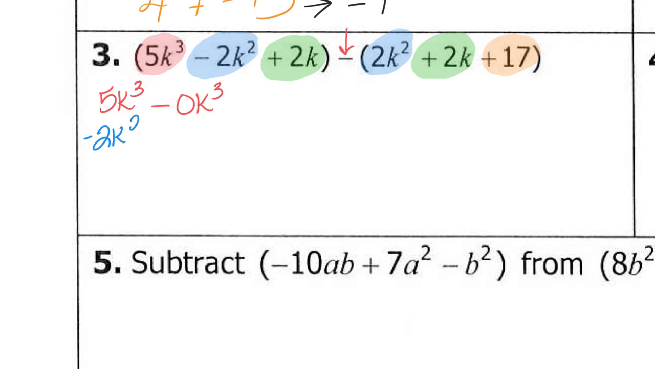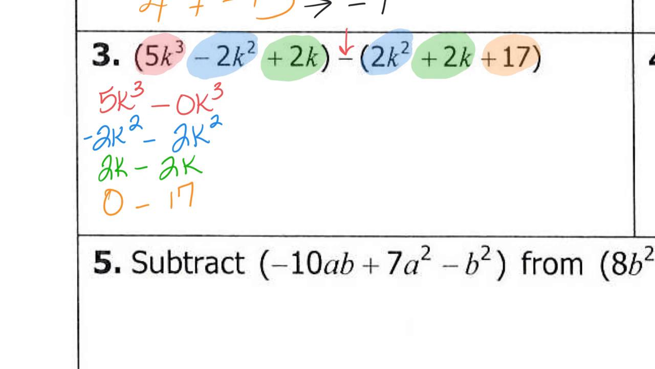I do have a squared value in my first set, and I want to take it away from the squared value in my second set of parentheses. In my first set, I had a linear, and I want to take it away from my linear value in my second set. But notice that in my first set there are no constant values. So I don't have anything, and I need to take away 17.